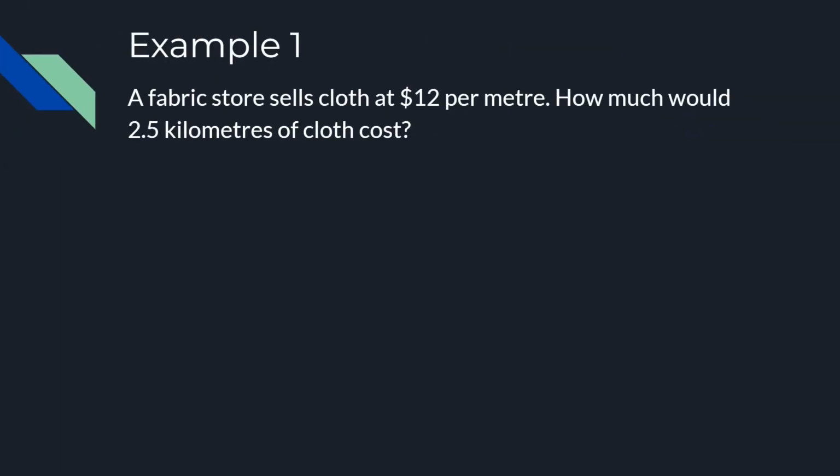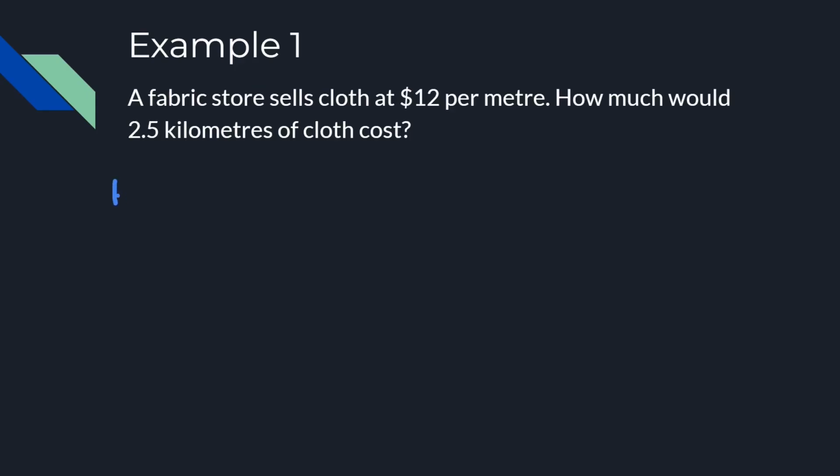In the first example, a fabric store sells cloth at $12 per meter. How much would 2.5 kilometers of cloth cost? The first thing you need to do is convert that kilometer value to meters. And then once you have the meter value, you would use the price per meter and determine the cost of the cloth. Let's do that now.